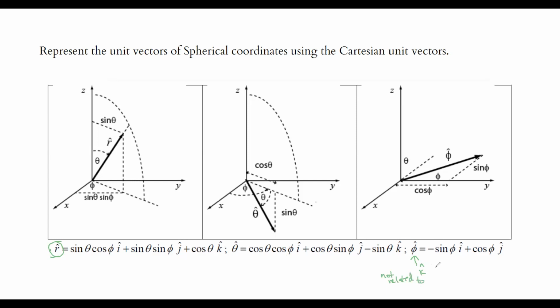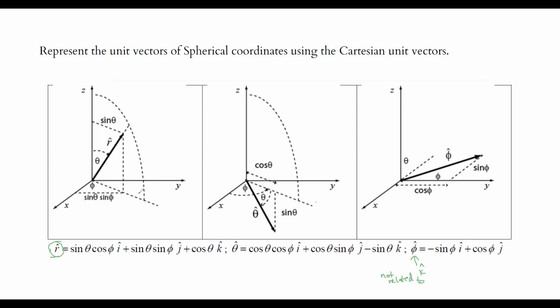It's not related to k hat. So because of that, phi hat is not defined using k hat. Phi hat is defined using i hat and j hat components. So what is done in these figures is that you can define the vectors along each of the coordinates using i hat, j hat, and k hat vectors, right?